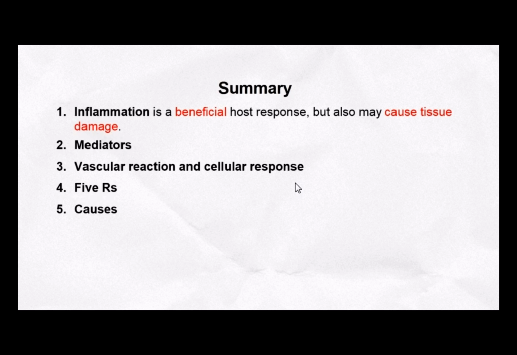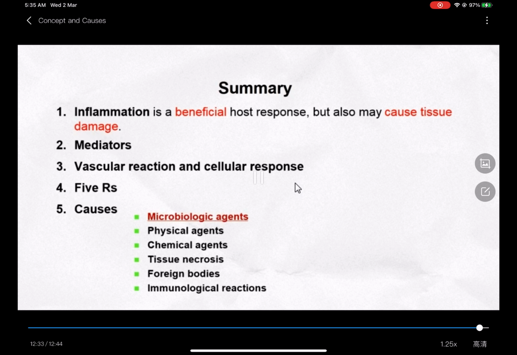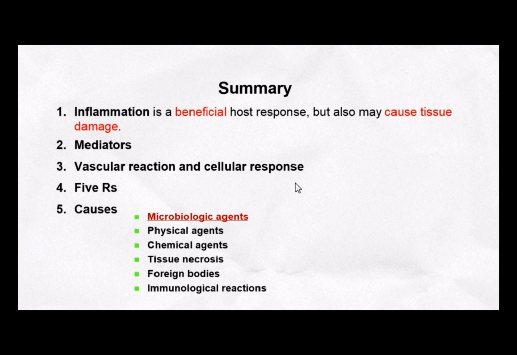The first one is recognition of the injury agent. Second, recruitment of leukocytes. The third, removal of the agent. Fourth, regulation of the response. And the last one is repair or resolution. The causes of inflammation include infections, tissue necrosis, foreign bodies, trauma, and immune responses. And the microbiological agents are the most common causes of inflammation.